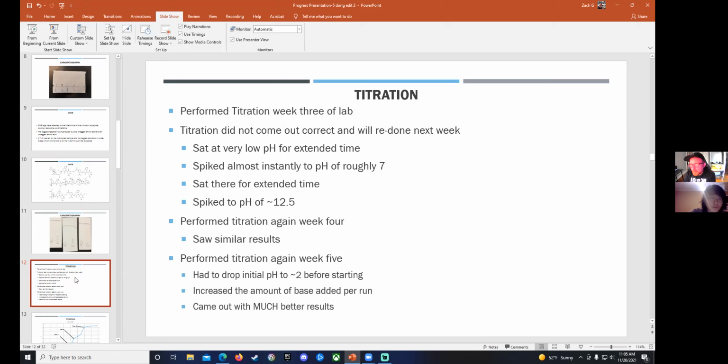Once I got to an X of roughly 250, so a lot of sodium hydroxide, I finally saw some change, but the spike was massive. It was almost exponential in nature, to the point where it jumped almost immediately to a pH of 7. It sat there for an extended time, and then it immediately spiked to a pH of roughly 12.5. So the titration did not go very well, unfortunately.